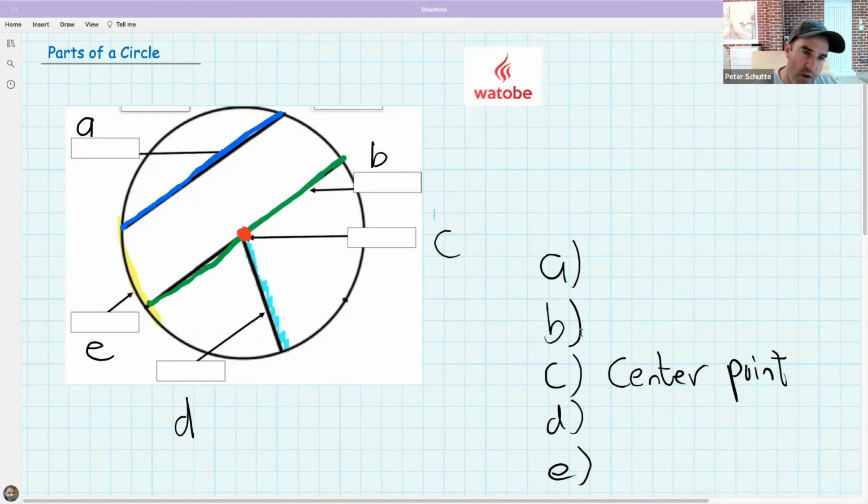B is not the radius, but it's close. I think the radius would be D, because the radius goes from the center to the edge. So for me, the D is the radius. But then what does B have to be? Pop it in the chat. Who else has some ideas? I'm sure you guys have some ideas.